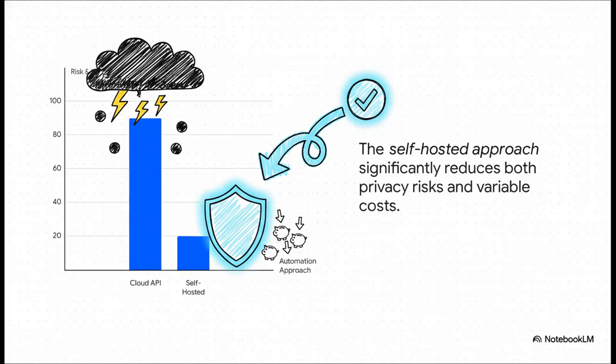This chart really says it all, doesn't it? The cloud API approach, that first bar, comes with huge privacy risks and totally unpredictable costs. The self-hosted approach, the second bar, dramatically reduces both of those. It makes it the clear winner for anyone who values privacy and a predictable budget.